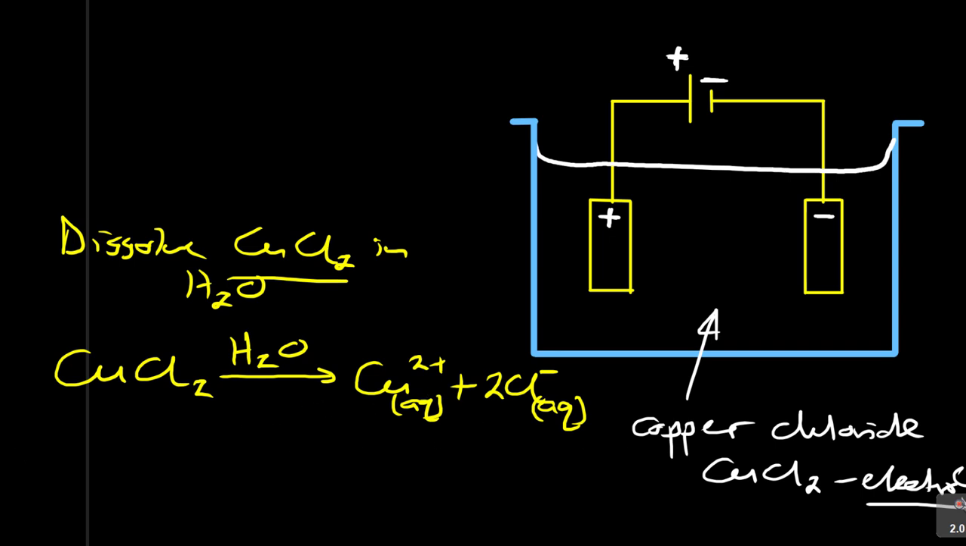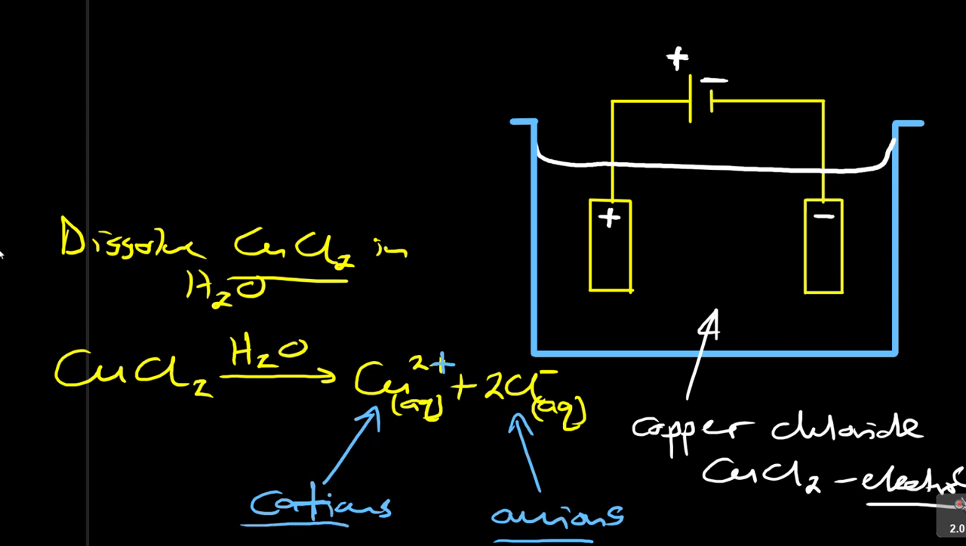So we are going to have ions, and we call these what? The ones that are positively charged, we call them cations, and the ones that are negatively charged, we call them anions. Are you with me? And if they're going to be inside here, let's put them in here. We are saying there are going to be chloride ions, and then there are going to be copper 2 plus ions.